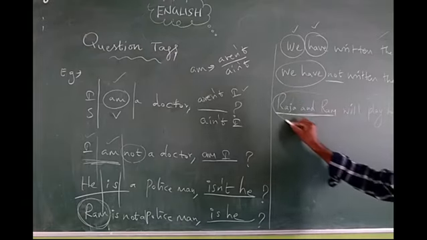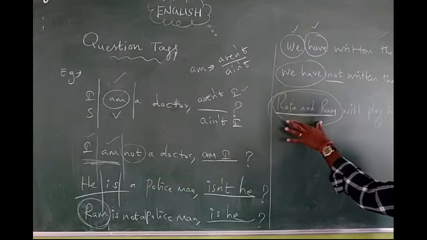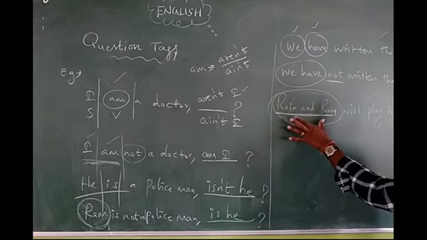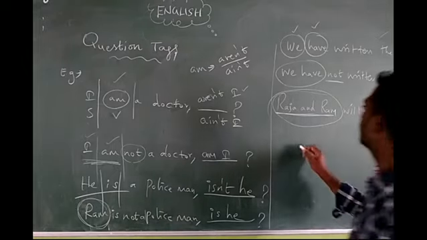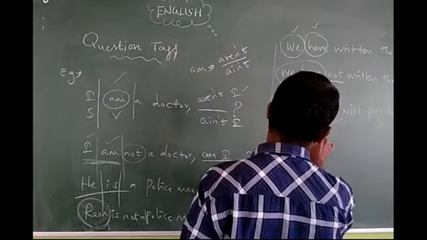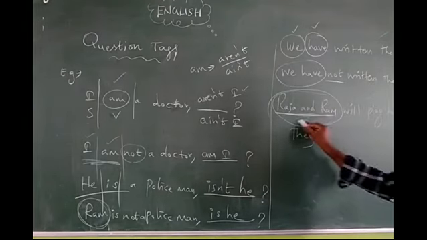Superb. See here, the subject, Ram. So two members are there, two doers are there. So the two doers are considered plural. So you have to write a plural pronoun. What's the plural pronoun? Raja and Ram becomes they. So they will play. We want to write they will play.